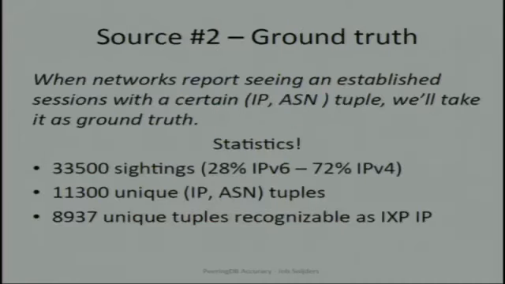Now, the second data source is what I call ground truth, the actual sightings that networks report regarding established BGP sessions that they have seen in the wild. As I mentioned earlier, 33,000 sightings were published, 28% of those were IPv6 sessions, and 72% were IPv4 sessions. The 33,000 sightings were about 11,000 unique combinations of IP and ASN. So that means that for a lot of records, we, in essence, on average, got about 3 confirmations whether it was up and correct or not.